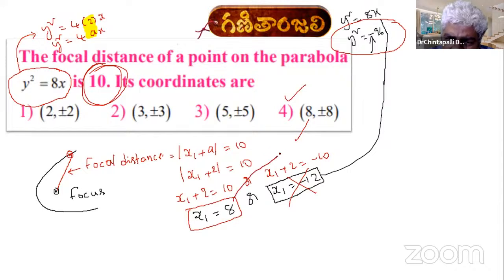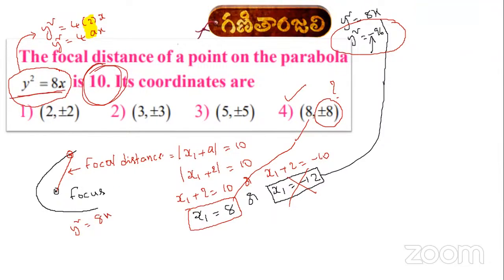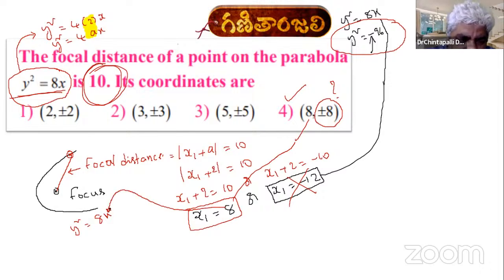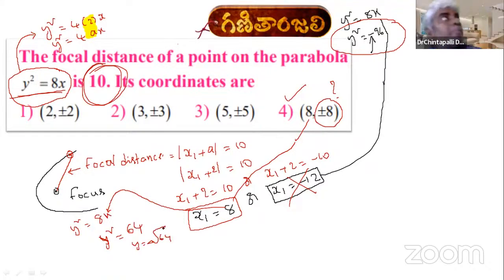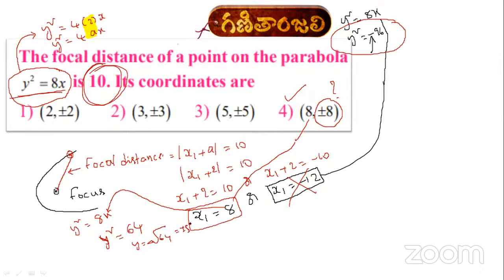ఎస్, x1 = 8. మరి y1 వాల్యూ ఎలా వస్తుందమ్మా? ప్లస్ ఆర్ మైనస్ 8 రాస్తారు. ఎలా వచ్చింది y1 వాల్యూ చెప్పగలరా? పారాబోలా ఈక్వేషన్ y² = 8x కదమ్మా. ఇప్పుడు మీరు x1 = 8 రాస్తారు కదమ్మా. x = 8 రాయండి, ఏమొస్తుంది? y² = 8 times 8 ఎంతమ్మా? 64. y² 64 అయితే y ఎంత వస్తుందమ్మా? √64 వాల్యూ ఎంతమ్మా? Plus or minus 8. దట్స్ వై ఇట్ ఇస్ plus or minus 8.